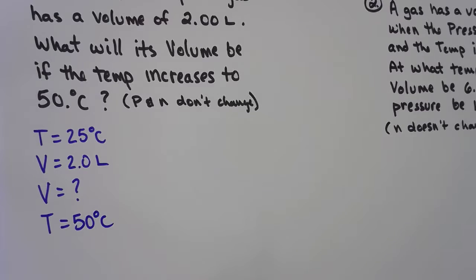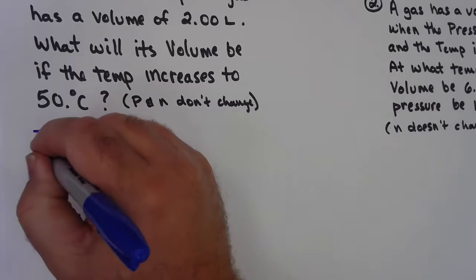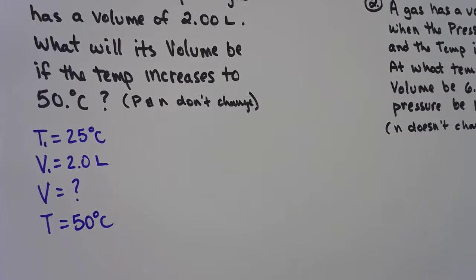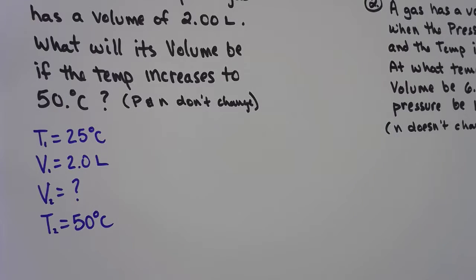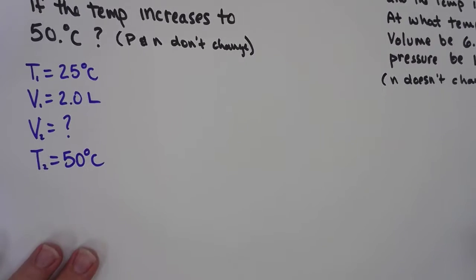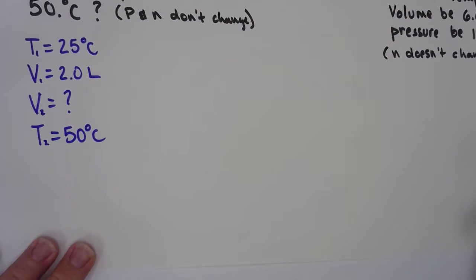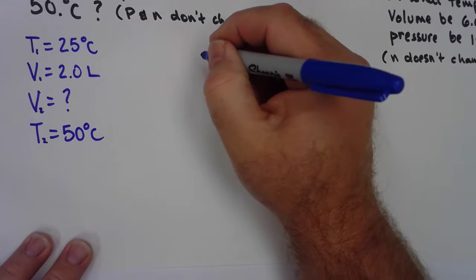Now, we've got 2 temperatures and 2 volumes, and we need to keep track of which one's which. So the first one that I came across I will call T1 and V1, and the other 2 I'll call T2 and V2. That kind of tells us which equation we want to use, right? If we've got T's and V's, we're going to use Charles' law.